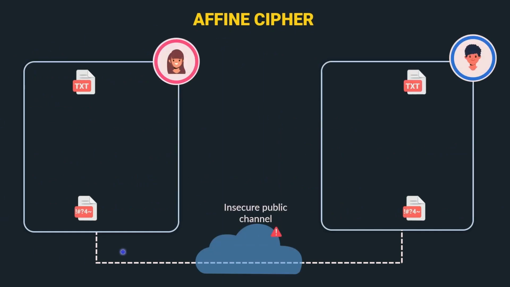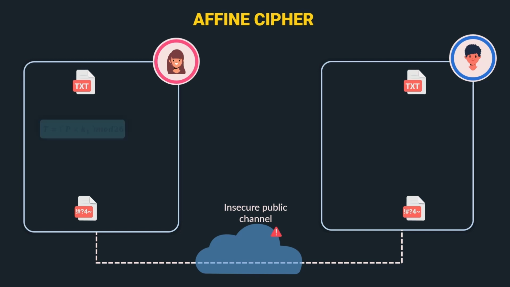So here we have Alice with her plaintext and ciphertext, and here we have Bob with his plaintext and ciphertext, and both are connected via an insecure public channel. Now let's see how encryption and decryption can be represented. Since affine cipher is a combination of two ciphers, we will split the process of encryption and decryption into two parts. Let's start with the encryption.